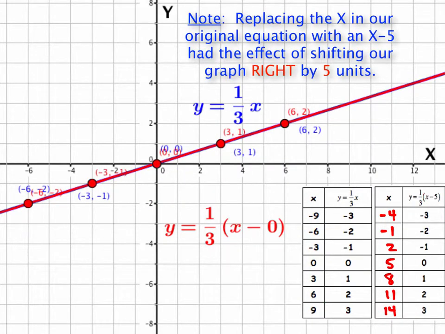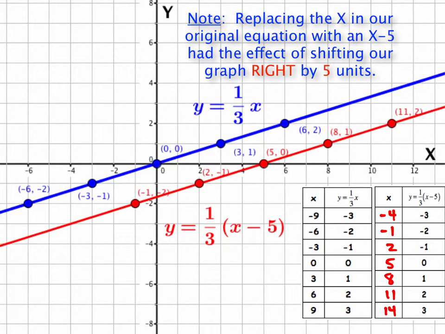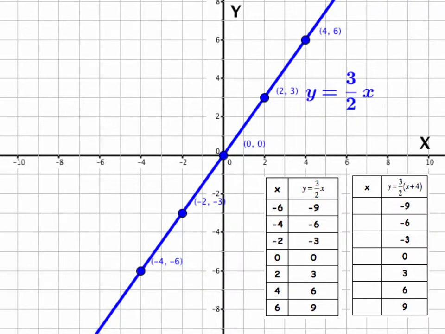Replacing the x in our equation with an x minus 5 had the effect of shifting our graph to the right exactly 5 units. Alright, last example before we generalize.